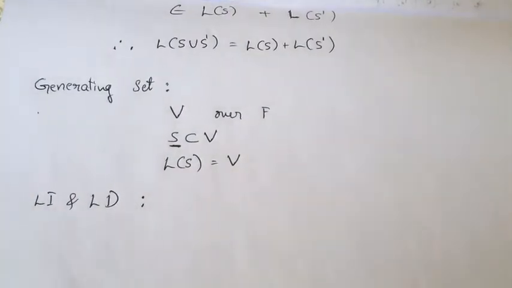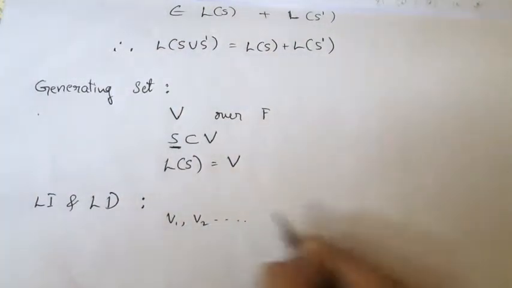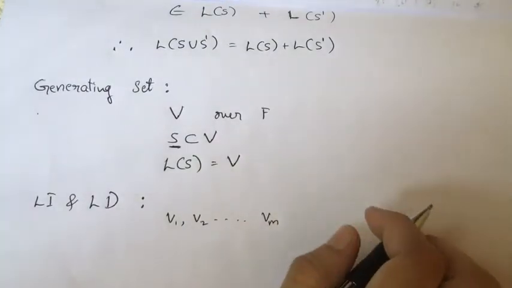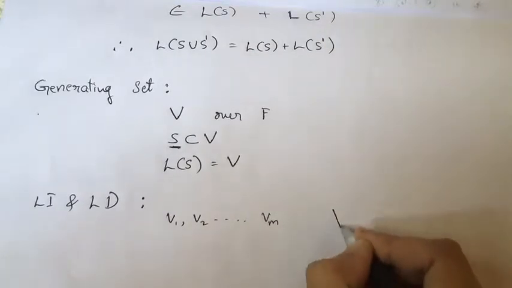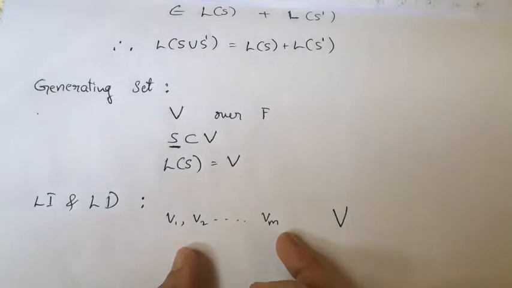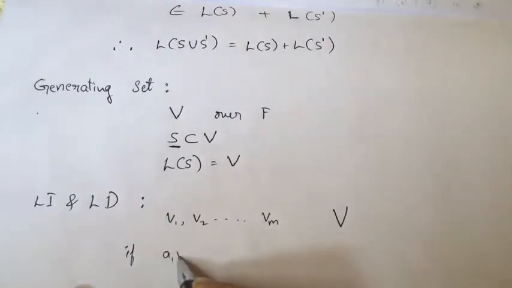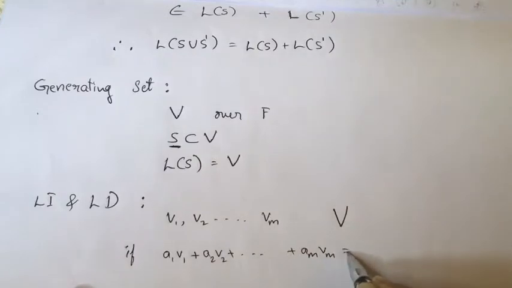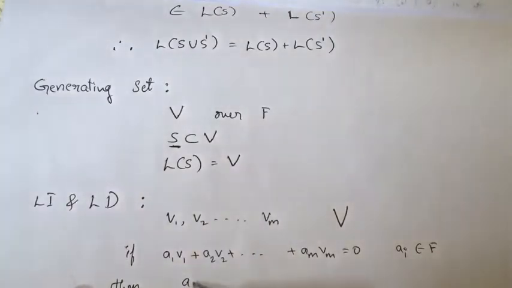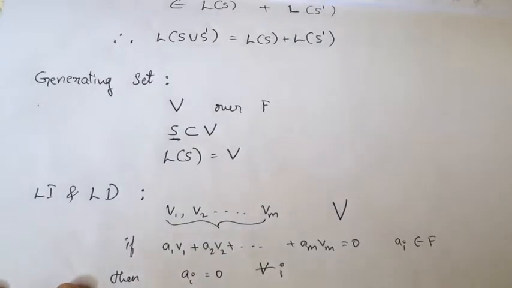Suppose V is a vector space. I have a set of vectors, say V1, V2, like that, Vm, which are elements of V. Then I'm calling this set linearly independent if a1 V1 plus a2 V2, like that, am Vm is equal to 0 for any ai belonging to F, then ai equals 0 for all i. Then I can say this set of vectors is linearly independent.